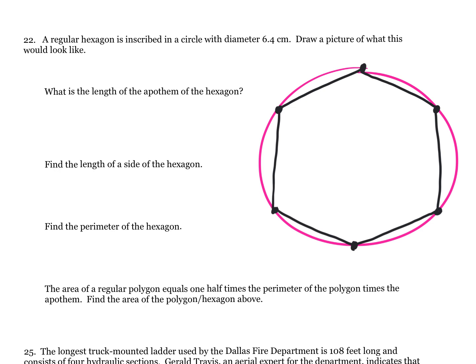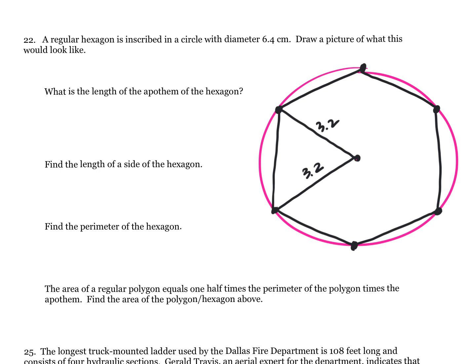What I would do is throw the center of your circle in there. My radius would be 3.2. A radius is always going to go right to the end of the circle. We could draw all of them, we don't have to, but we could. The question is, where would the apothem go? The apothem would be down the middle.